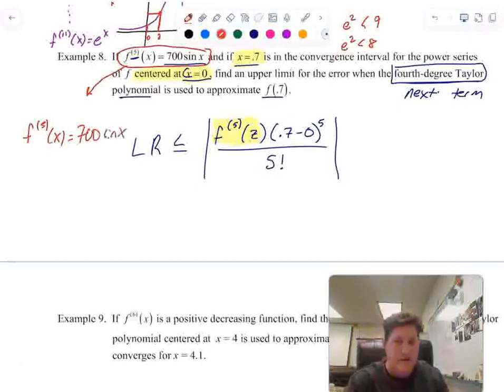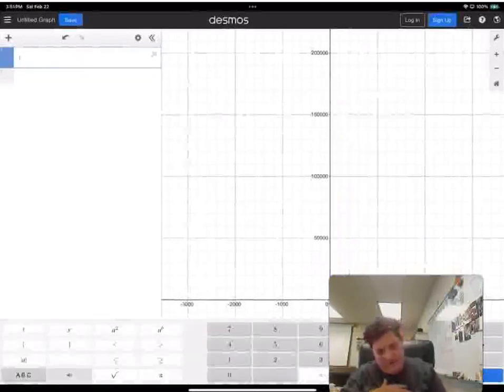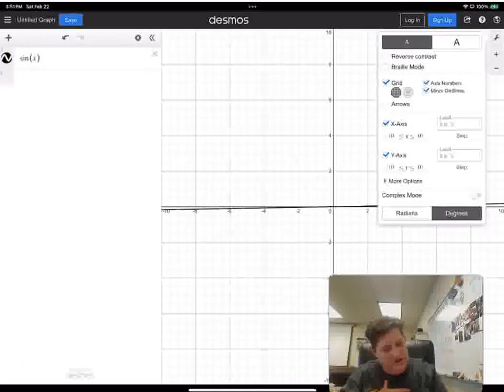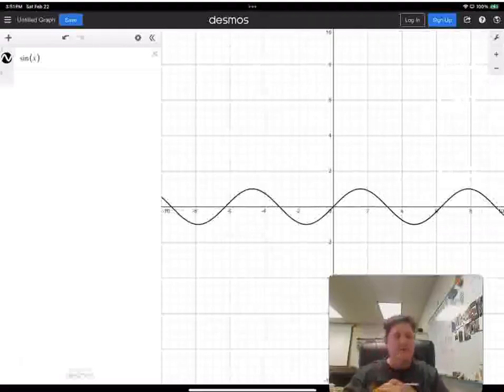Now a real fast way to do it would be: where does sine maximize? Well, you guys know that sine is contained between -1 and 1. I mean, we can put this on Desmos and look at sine really quickly. Oh, I wouldn't change this to degrees earlier. Okay, anyways, there we go.